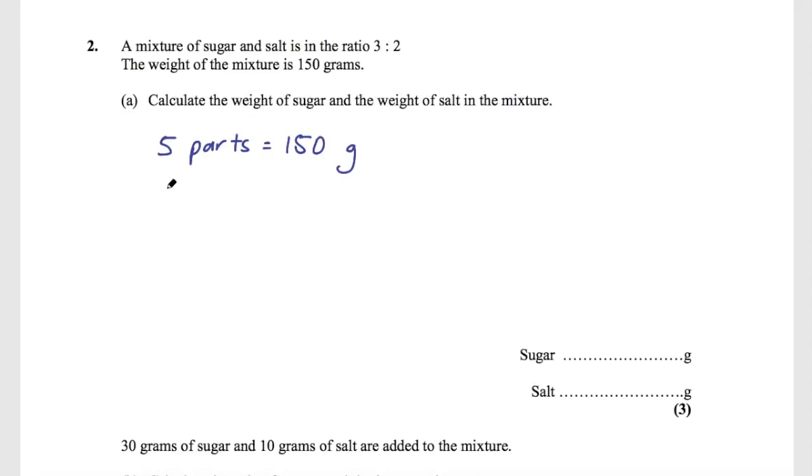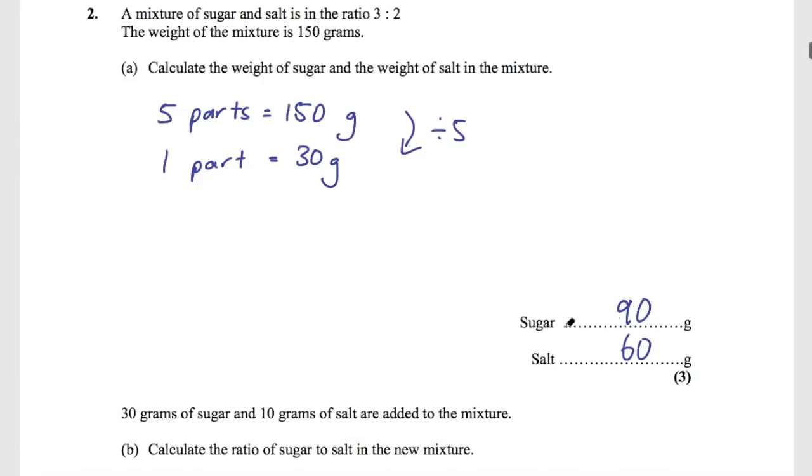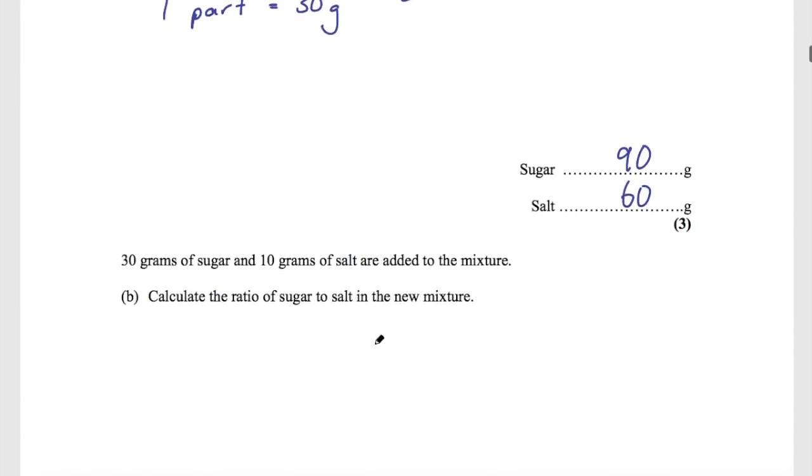So then we could work out what 1 part is worth in this ratio. So if we divide both of these by 5, 1 part will equal 30 grams. And so if I have 3 parts, 3 times 30, that will be 90 grams. And 2 times 30, that would be 60 grams of salt. So we have 90 grams of sugar and 60 grams of salt.